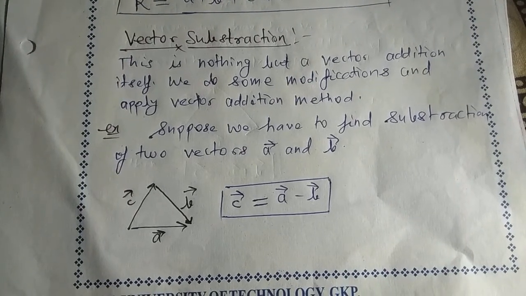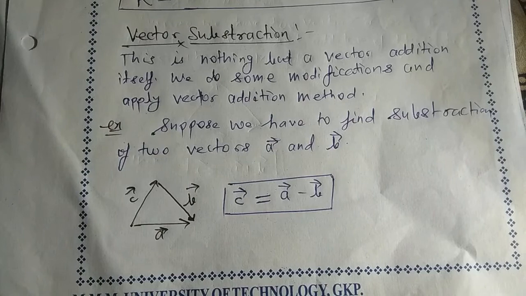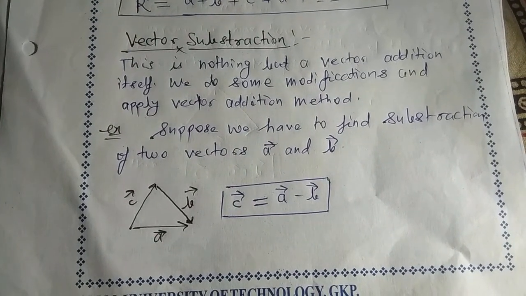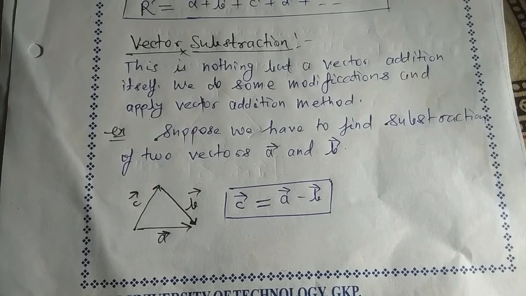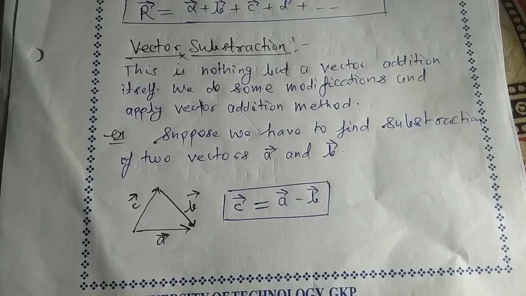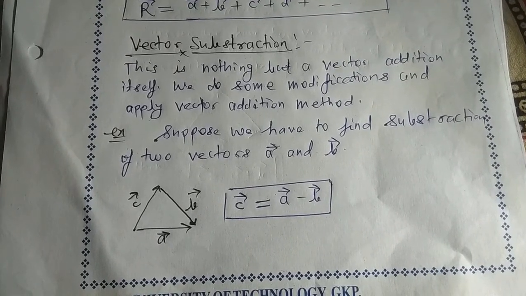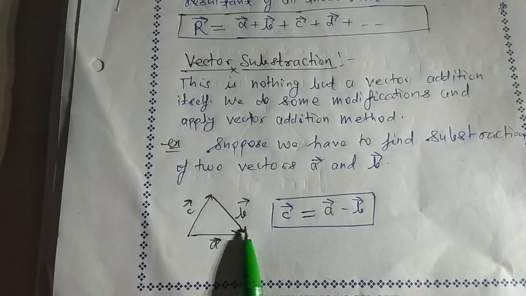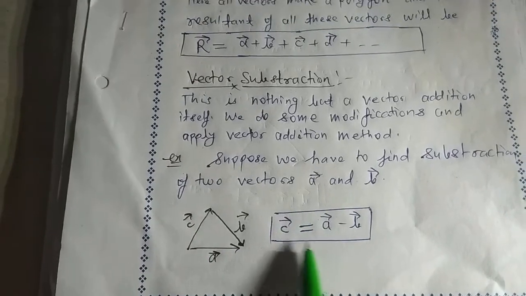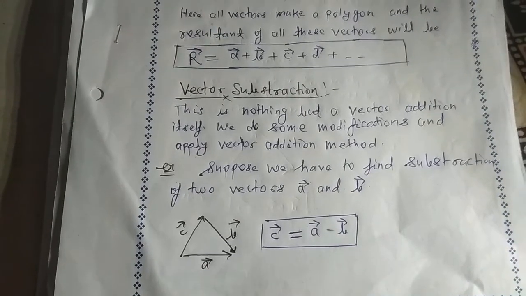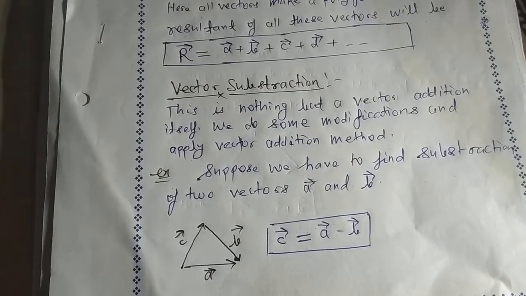Next, vector subtraction. Vector subtraction is nothing but a vector addition itself. We do some modifications and apply the vector addition method. Suppose we have to find the subtraction of two vectors, vector A and vector B. Suppose this is vector A, this is vector B, and this is vector C. Then C is equal to vector A minus vector B. Now, what is that modification? So, look at the figure.